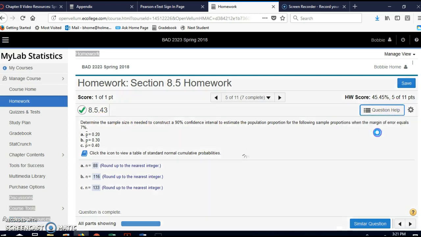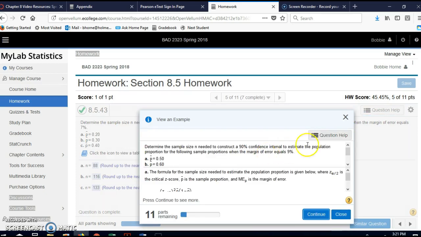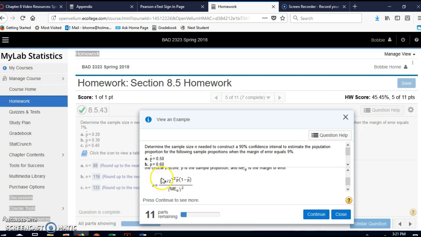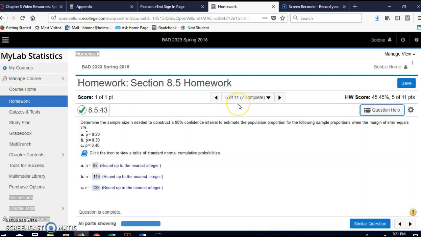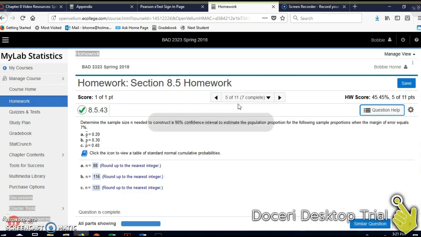So what we're going to do is use this formula where you have to know the critical z value, the proportion and 1 minus the proportion, and the margin of error. If you square your z value, multiply it times the proportion times 1 minus the proportion, and divide it by the margin of error squared, you will get the sample size. So we are going to do that.